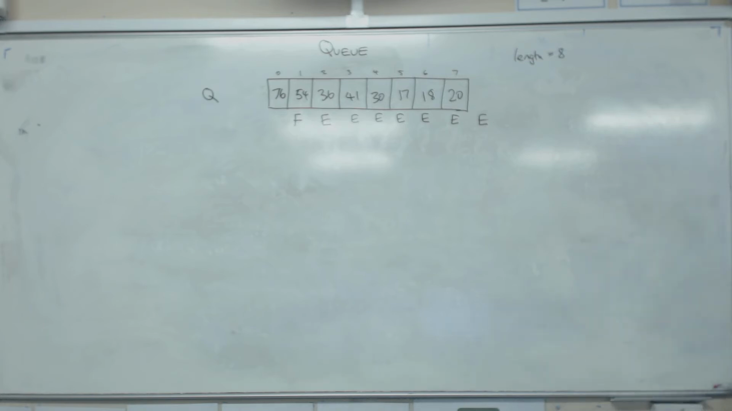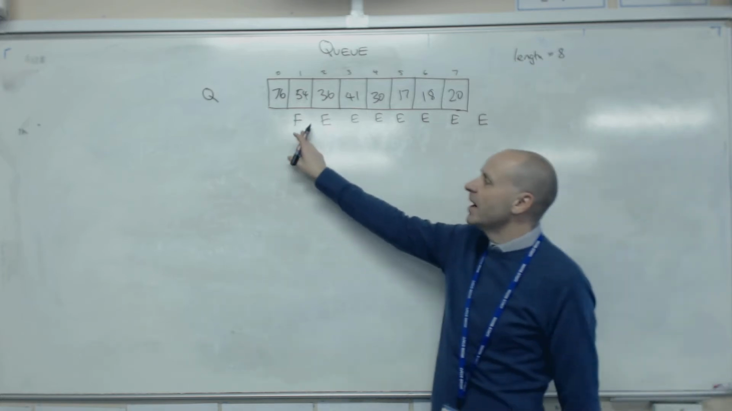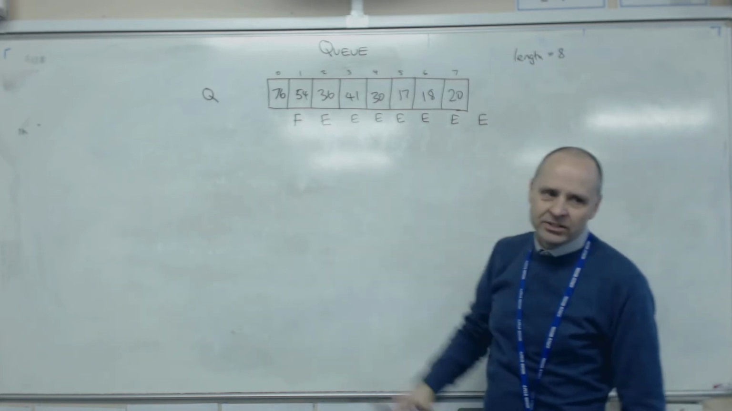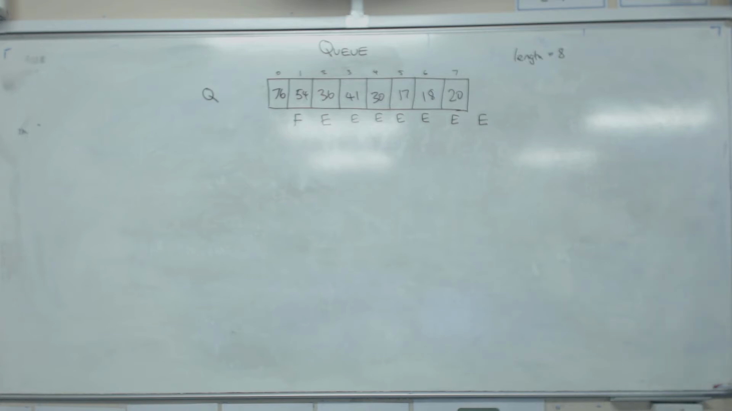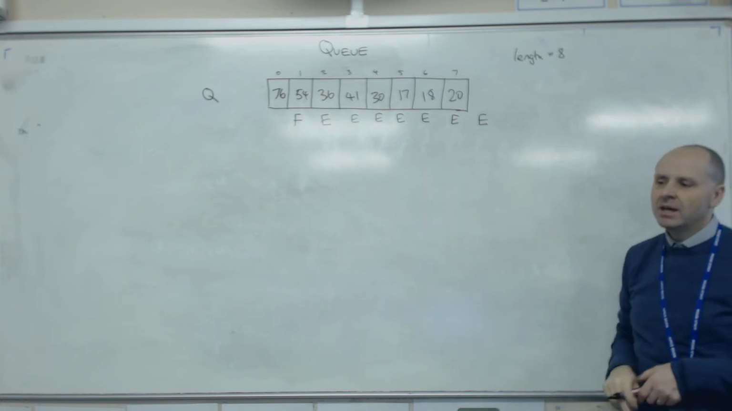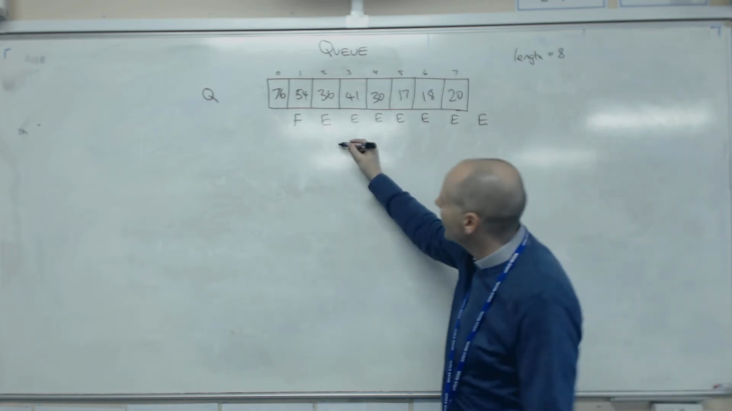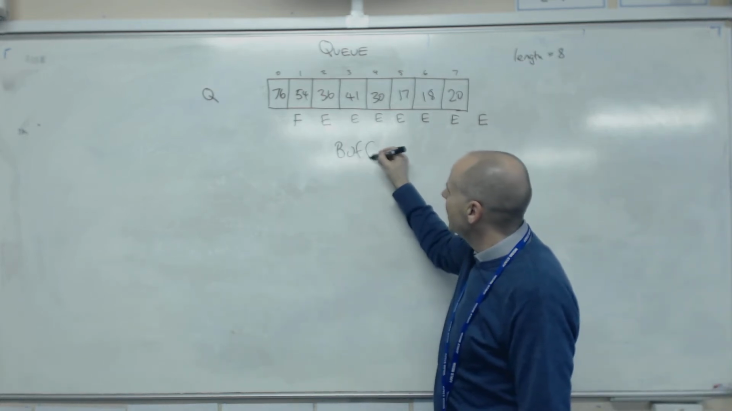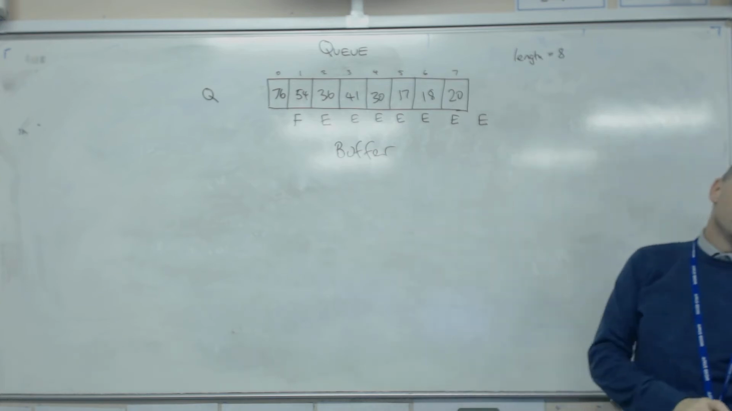Right. At this point, the queue is now full. Even though the front pointer is there, we can't access that location. So we've run to the end, we've filled the queue up. In this format, these queues are effectively acting as a buffer. That's what a queue is, it's a buffer.